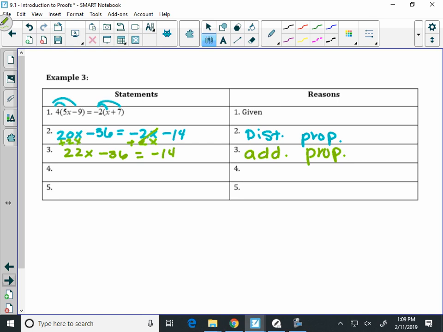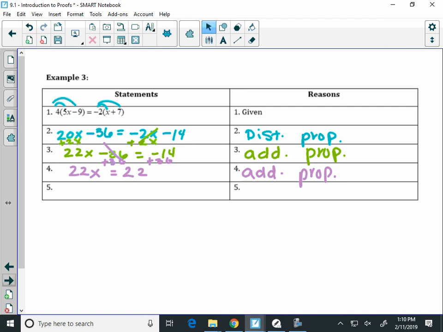What's our next step in solving for x? Addition property again, because we took the 36 and moved it over to the other side. And again, to get step 4, I use the addition property. So I'm going to put that as my reason. And after I use the addition property, I get 22x is equal to 22. Negative 14 plus 36 is 22.